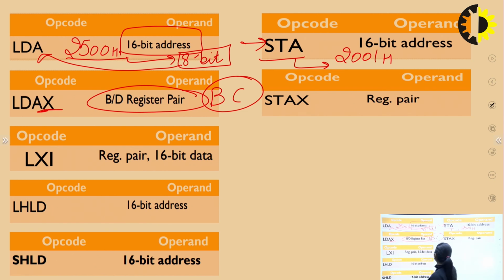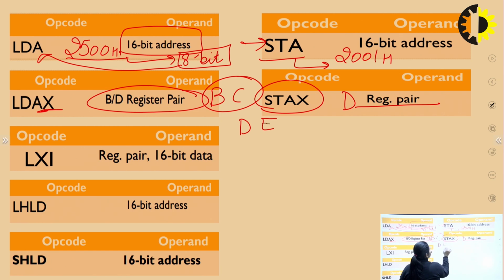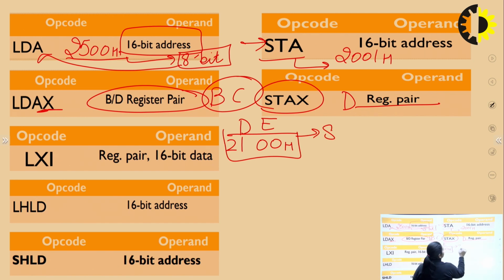Similarly, STAX: the accumulator's contents will be stored to the memory address which is pointed to by the given register pair. For example, it is STAX D and the D and E register pair is having the value 2100H. So at this 2100H, there will be the contents of the accumulator, the 8-bit contents.